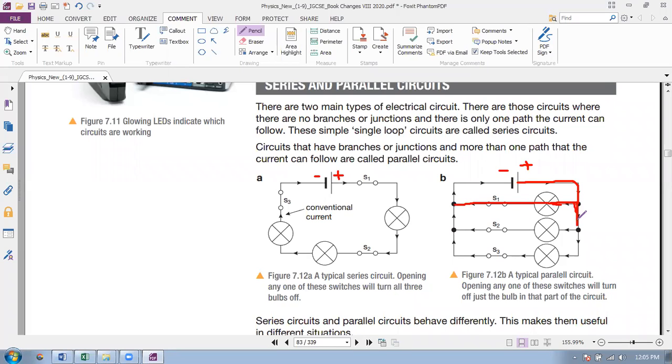And this current, just reaching here, finds that there are again two ways to go. This is one way, this is another way. So this way again the current divides. One part of the current goes this way, another part goes through this way.